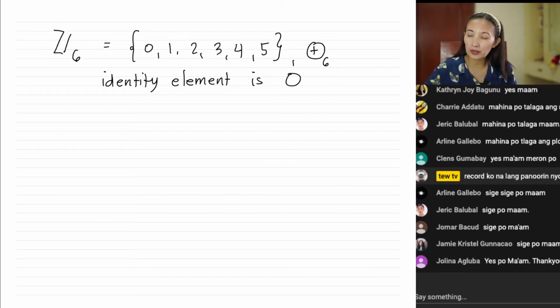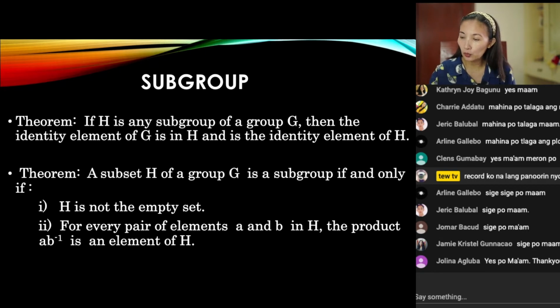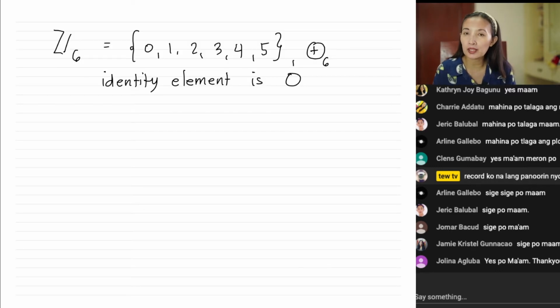If we go back to the previous theorems, particularly the first one, let me underscore: the identity element of G must be in H, and in fact, it should be the identity element of H. So keep that in mind when you'll be forming subgroups. Now, how do we identify the subgroups of a specific group, for instance, Z sub 6? We pick out an element of Z sub 6 and add it to itself several times. We only stop when we get the identity element 0.